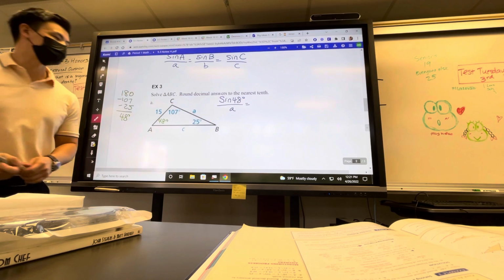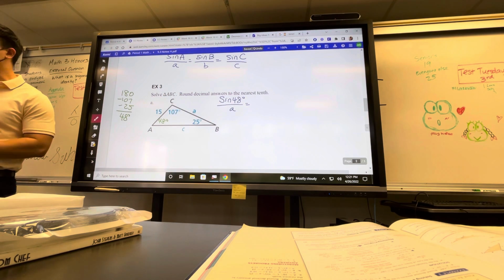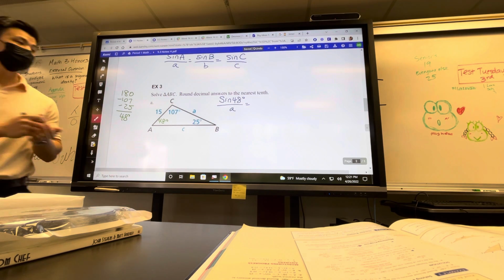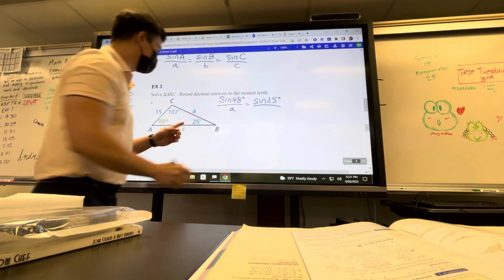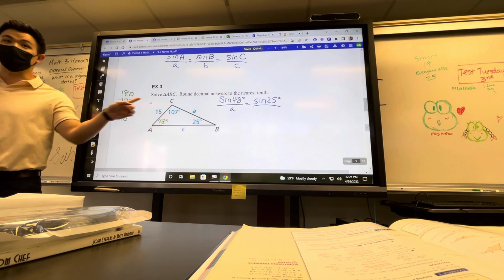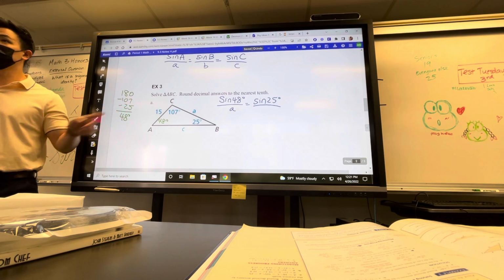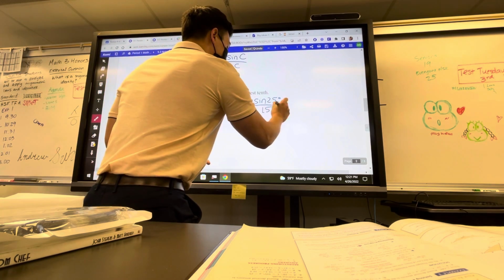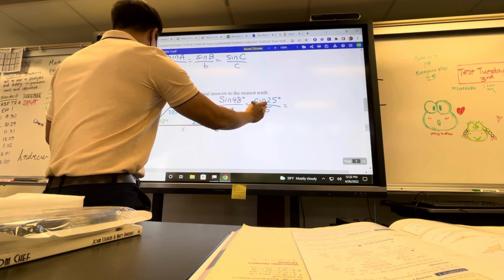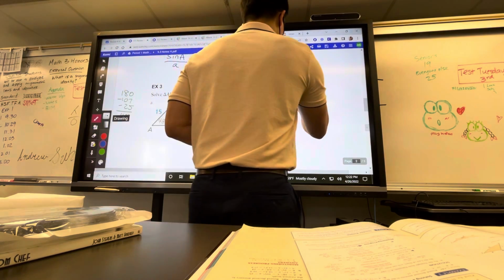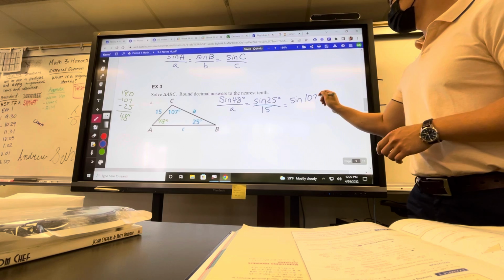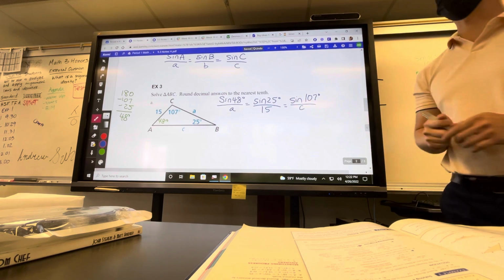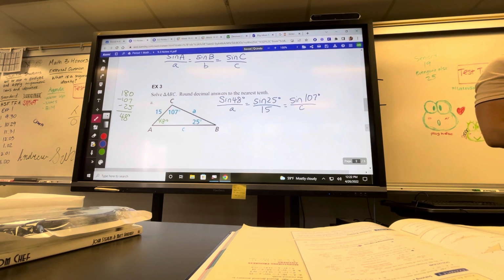And that's going to be equal to sine of B, or sine of 25, over 15. We know that b is 15 because the opposite side from our angle B is 15. And that's going to be equal to sine of C, or 107, over little c. Do I know what little c is? No, so I just keep it as a variable. Cool.